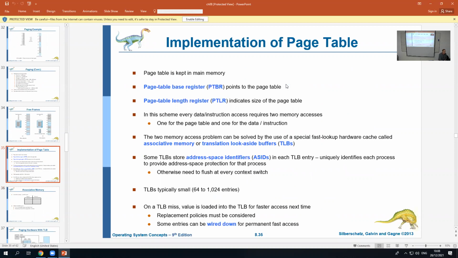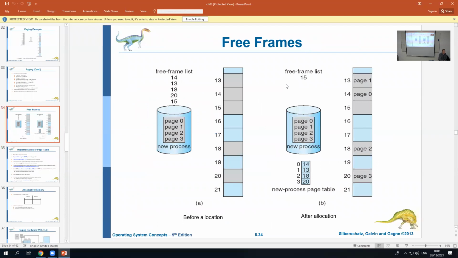So the page table is kept in main memory. There's something called a page table base register, which points to the page table. In other words, if you've got a page table in memory, this page table is also in memory. Which memory is it in? It's in the same memory here. So it's on some page. It's got to be on some page. Maybe it's in page 16.